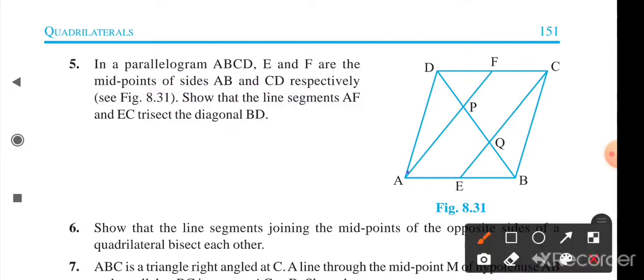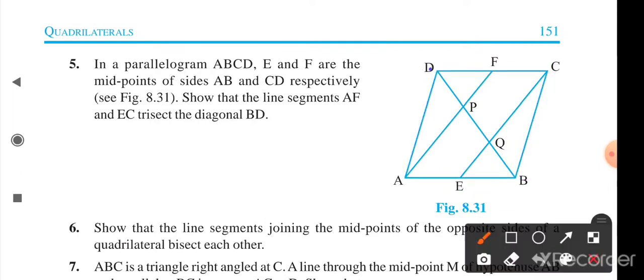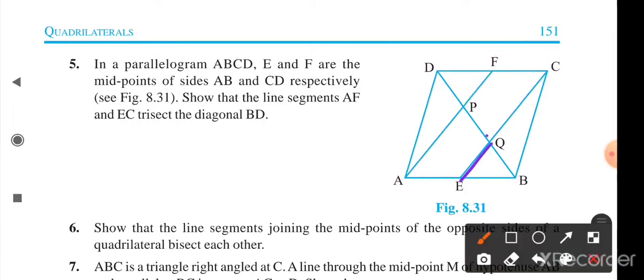You can see that ABCD is a parallelogram. That means the opposite sides will be equal to each other. Hence AB is parallel to DC, and E and F are the midpoints of sides AB and CD. This you have to understand. Since AB is parallel to DC, therefore FC is parallel to AE and FC is also equal to AE. So we can say that AECF is a parallelogram. So you can see that EC is parallel to AF also.